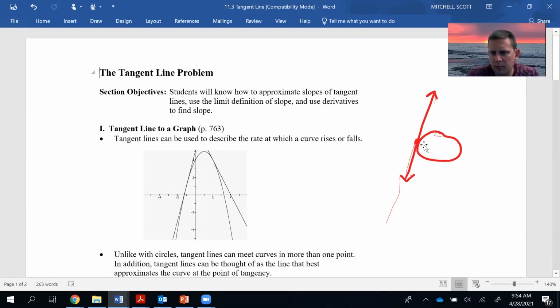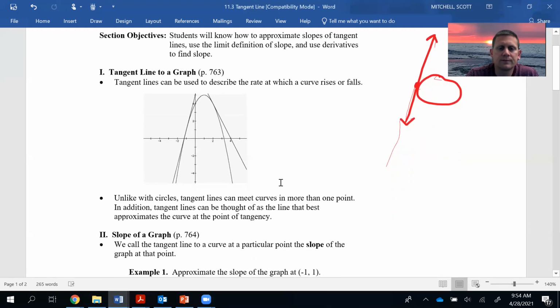Okay, so trying to draw it a little bit better here, just with a circle. Again, you can have tangent lines of circles, you can have tangent lines of parabolas, you can have tangent lines of a lot of things. But it's only touching at one spot. And it doesn't cut through the circle and hit twice. That's called a secant line. Okay, so we're only touching it at one place. All right, unlike circles, tangent lines can meet curves in more than one point. You can still cut a circle twice, though, but that's not what we're talking about, tangent lines, okay?